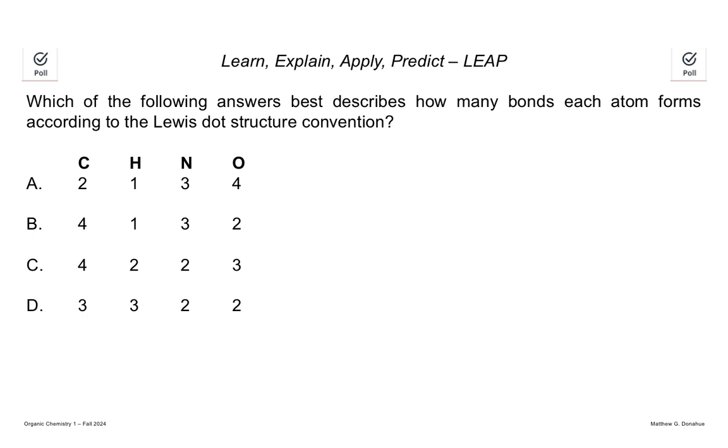So which of the following answers best describes how many bonds each atom forms according to the Lewis dot convention? So carbon will form 4 bonds. So we can eliminate A and D. Hydrogen will form 1. So we eliminate C. So our answer is B. So we get 4, 1, 3, 0. And I'll state that this is the neutral bonding pattern.